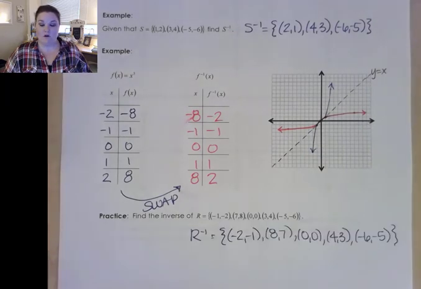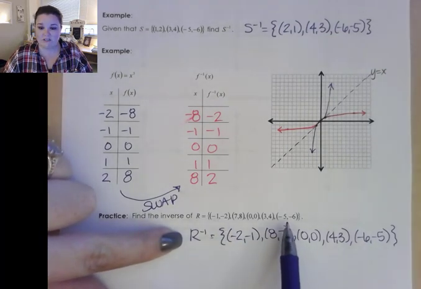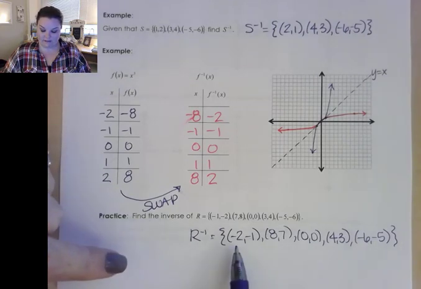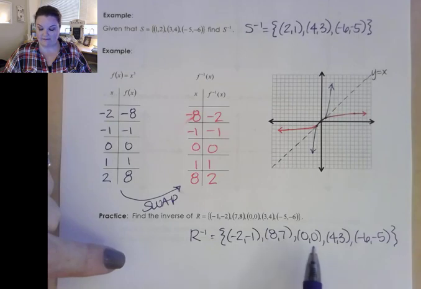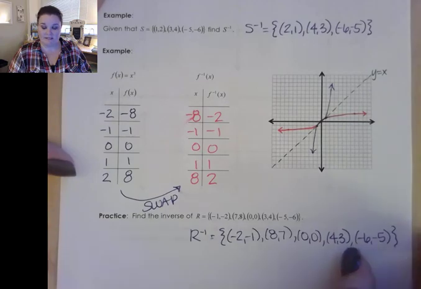Okay, so to find the inverse relation, all we have to do here is take all the ordered pairs that were given to us in the original relation and swap their x's and y's. So we should have the set of points (-2, -1), (8, 7), (0, 0), (4, 3), and (-6, -5). Okay, so far so good, just swapping points, not too bad. Now I want to look at them graphically, okay?